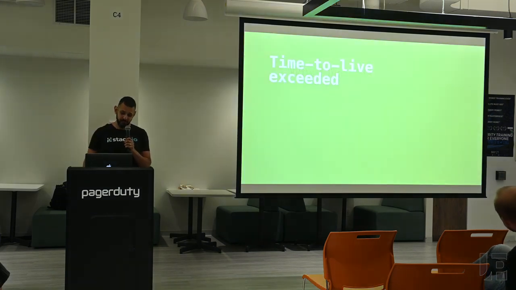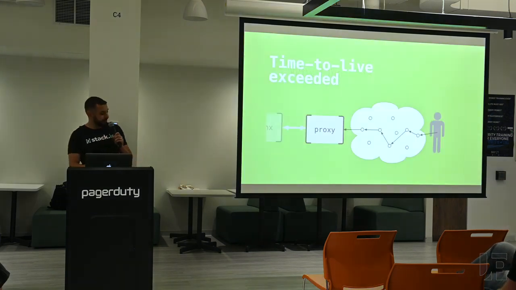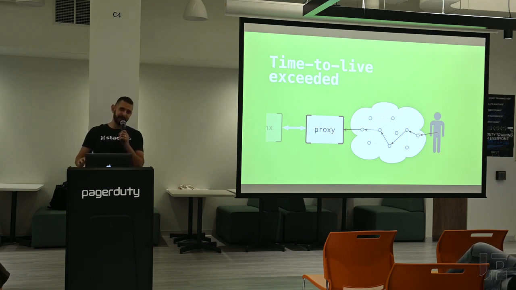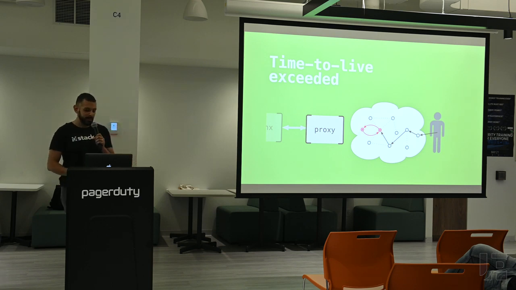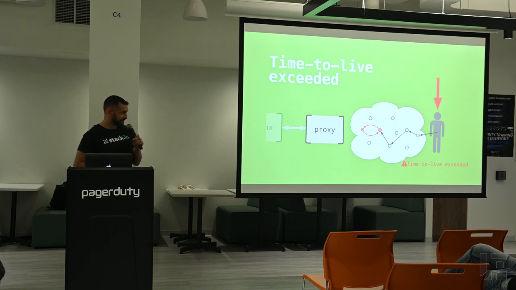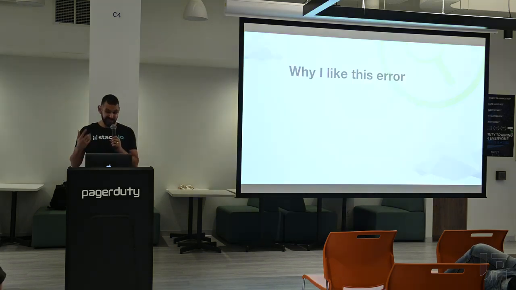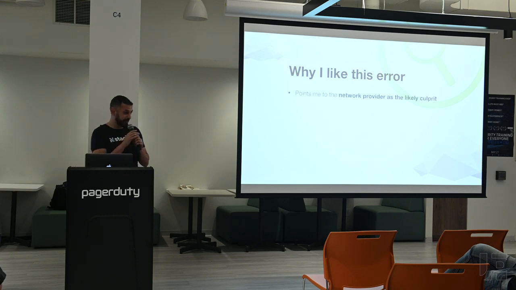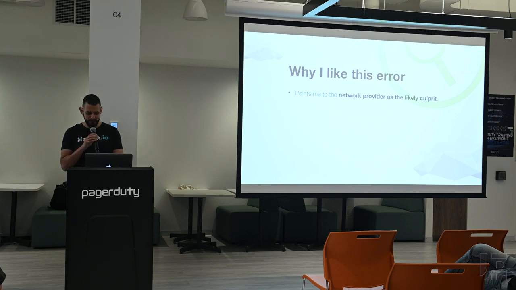This is a related error called "time to live exceeded." So back to this diagram over here, imagine for whatever reason you've got a couple of nodes misbehaving and they start passing packets back and forth with each other in an endless loop. This is what they call a network loop. At some point your client is going to give up and say, I can't get you there, I'm going to throw you a "time to live exceeded" error. When you see this, it's pretty serious, and it usually again points to the network as the likely culprit, which is why I like it, it tells you right away.